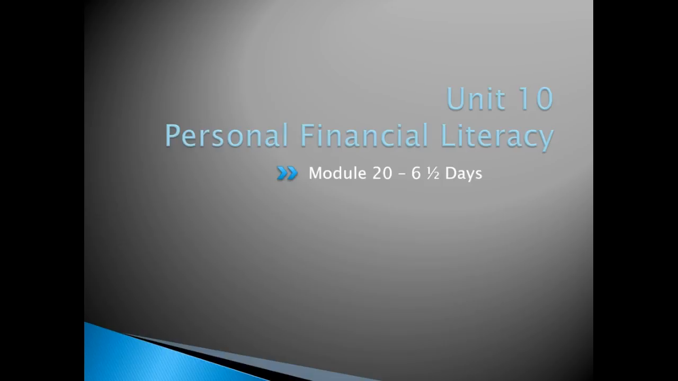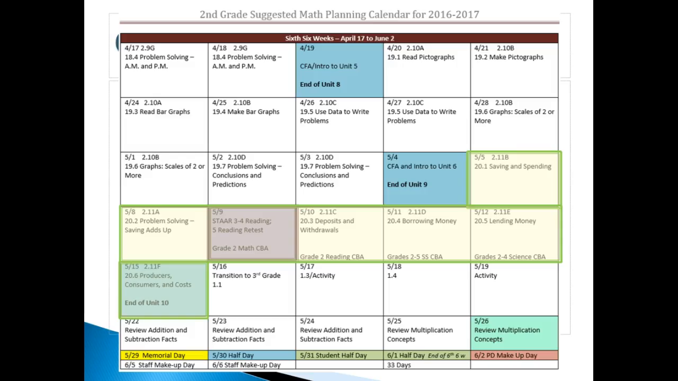Unit 10, Personal Financial Literacy. You have about 6.5 days to cover that. So notice the light green area. The half day comes in with this day, May 9th. If you choose to give this Math CBA on May 9th, then you have a half day remaining. If not, you may give the Math CBA on May 18th.